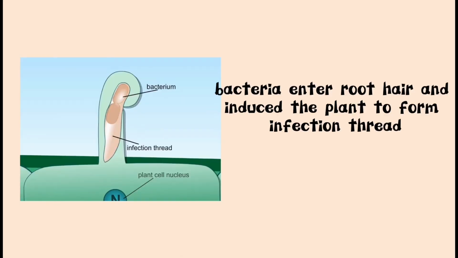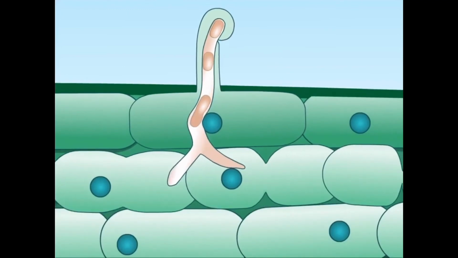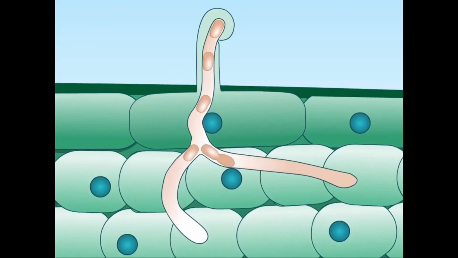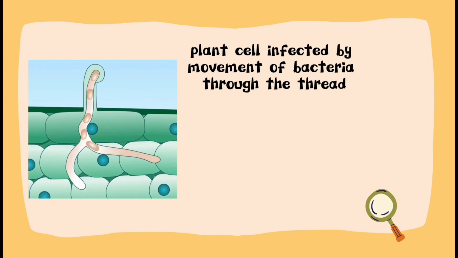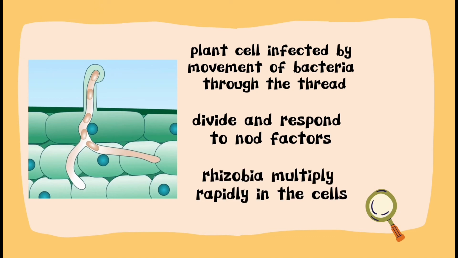After curling, bacteria will enter the root hair and induce the plant to form an infection thread. This infection thread will spread down the root hair and into the adjoining cells. Plant cells will become infected by movement of bacteria through this thread. They will divide and respond to nod factors. Hence, the rhizobia will multiply rapidly in the cells.